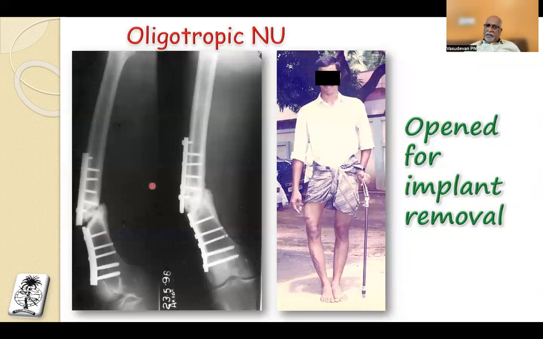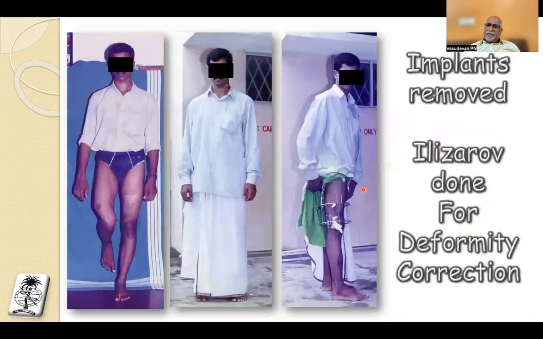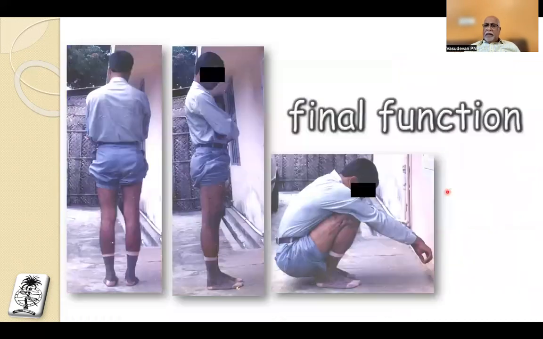This is again an oligotrophic non-union, clinically like a stiff non-union. I just removed the implant and put a fixator and slowly corrected it without anything in it. And that was his final result. And he can even squat on the floor.